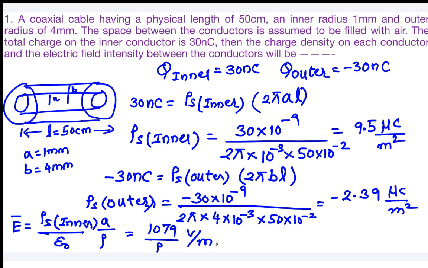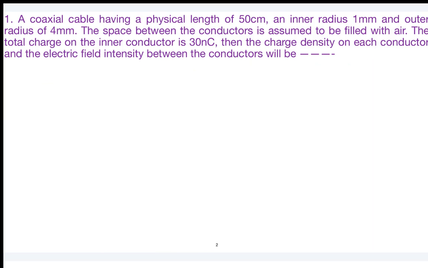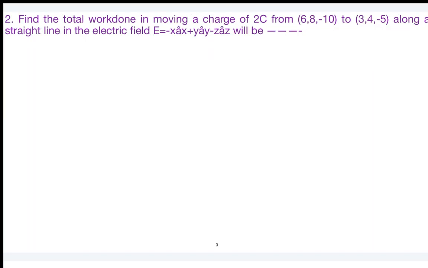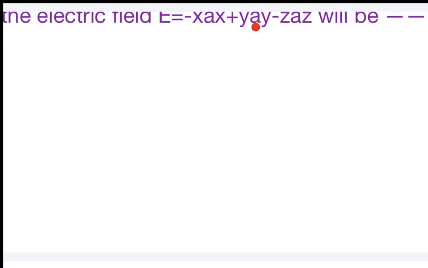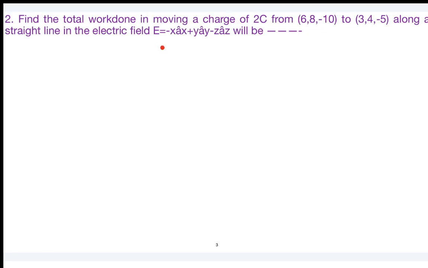So we'll move on to the next question then. So see here: find the total work done in moving a charge of 2 coulombs from (6, 8, minus 10) to (3, 4, minus 5) along a straight line in the electric field intensity. He has given this equation. You need to find out how much work you need to do in order to move a charge of 2 coulombs in the presence of this electric field.